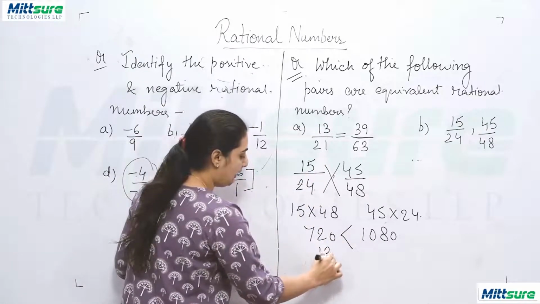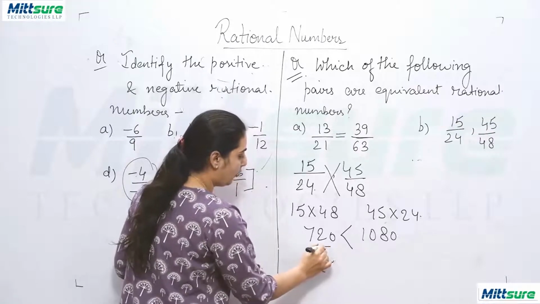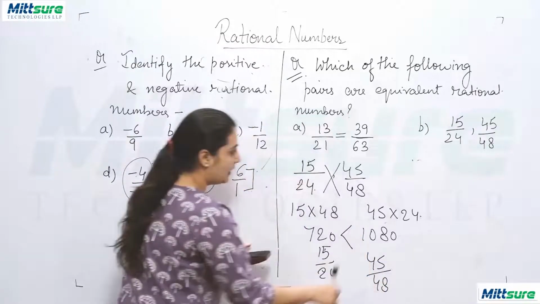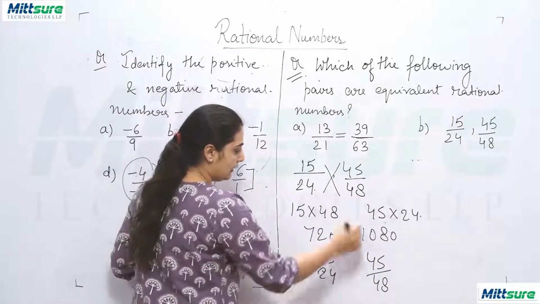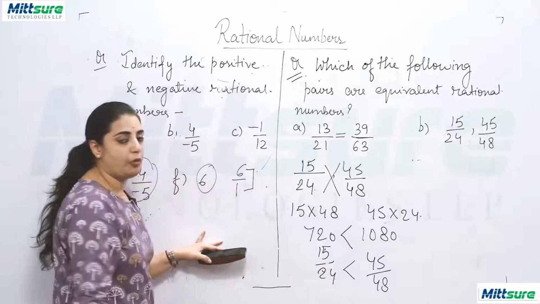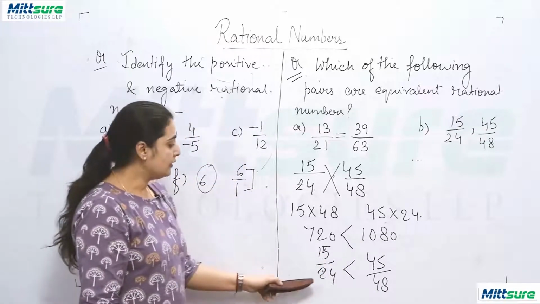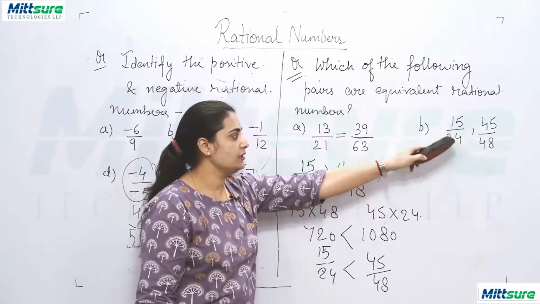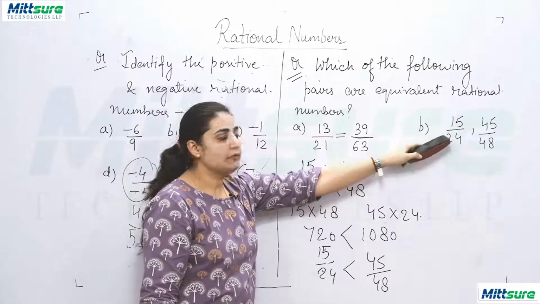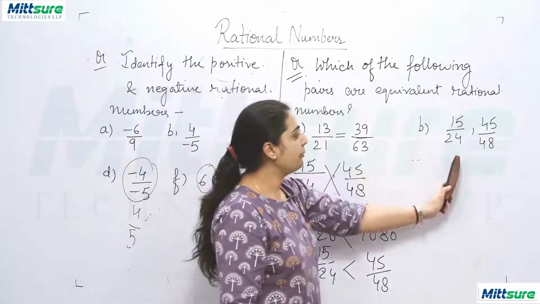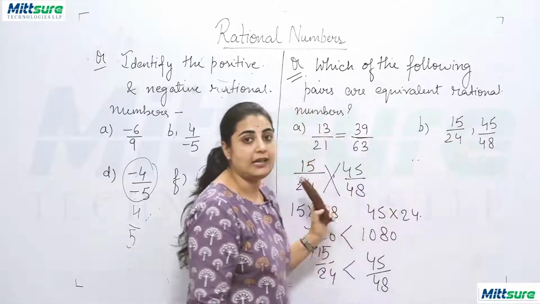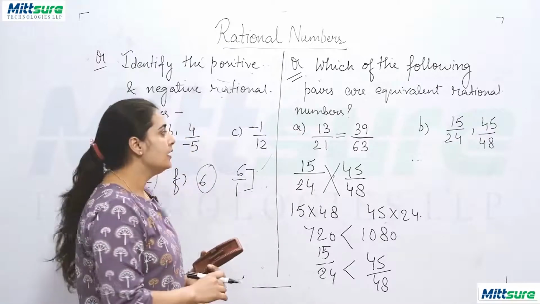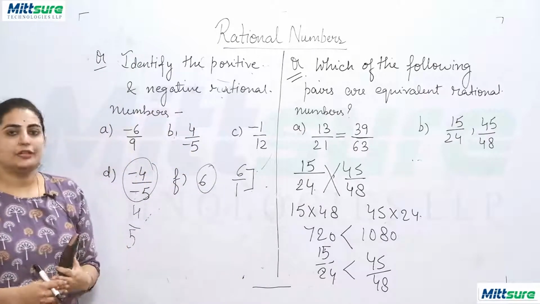Now 15 upon 24, 45 upon 48. Which one is greater? This one is greater than 15 upon 24. So this shows that this pair is not an equivalent pair of fractions. That means 15 upon 24 and 45 upon 48 are not an equivalent pair of rational numbers. Now let's come to the other illustrative examples.